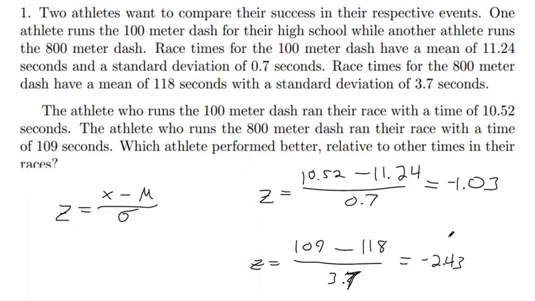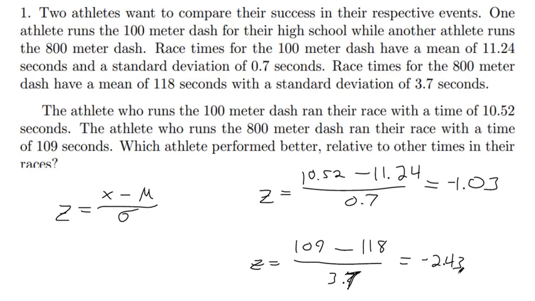So what the z-scores allow us to do is to compare the times in two different races. Relative to the other people that are running these events, the 800-meter dash guy got a much more significant smaller time, negative 2.43. They were below the mean time by more than 2 standard deviations is what that means.